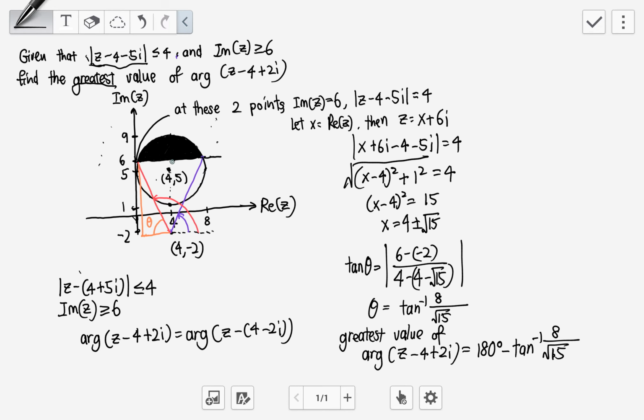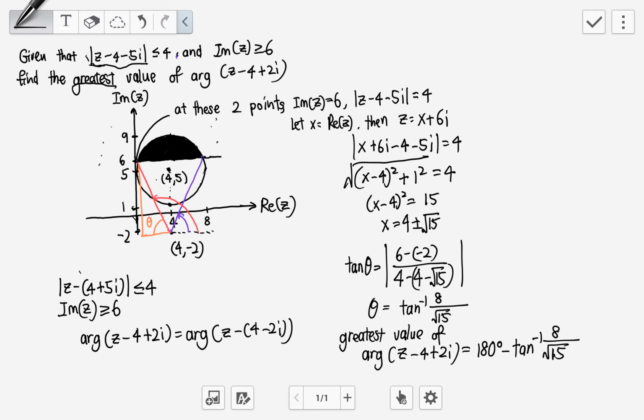So combined with the first clue, we know that the thief must be anywhere within this black color region. Combining these two clues, the thief is within this black region. It's not below 6, because imaginary z is greater or equal to 6, so the y value must be at least 6. And within the circle, it must be in this area. Therefore, combining two clues, the thief is running within this black color area.